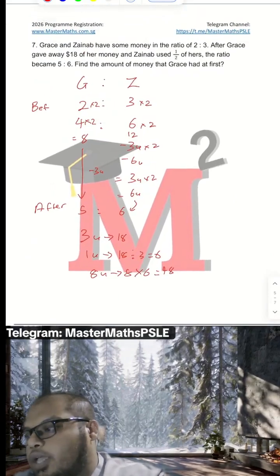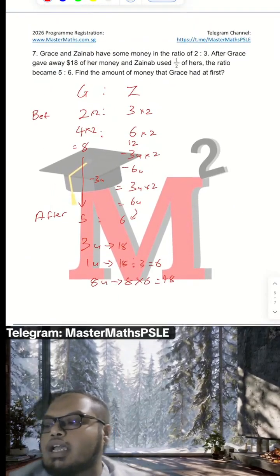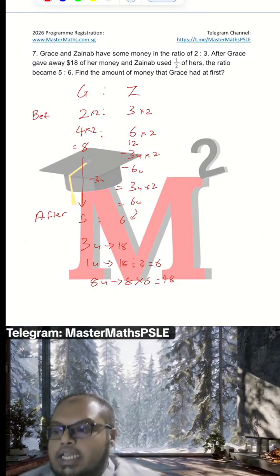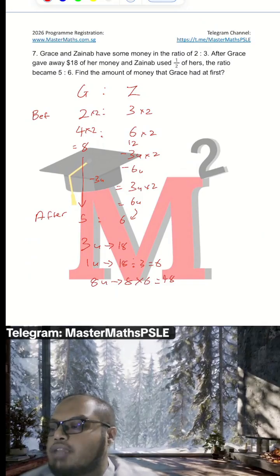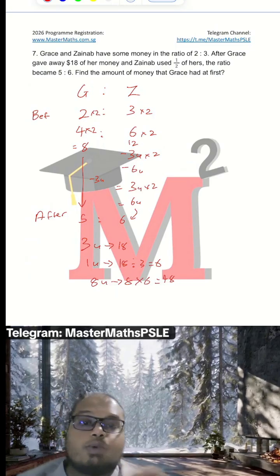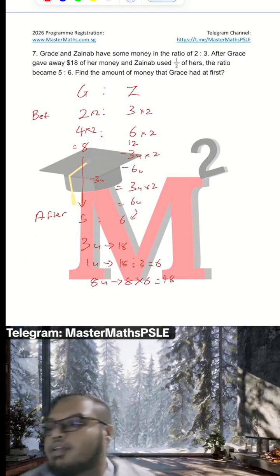Now question 7. Grace to Zainab. So 2 is to 3. Again, because Grace gave away $18 and Zainab used half of hers. Now it's the other way around. It's the one on the right using half.